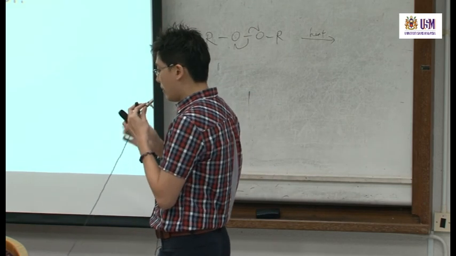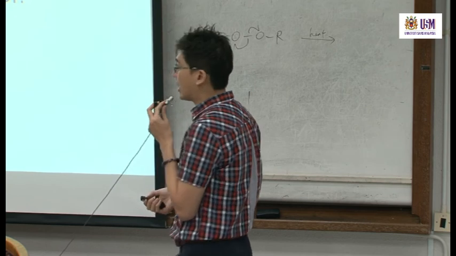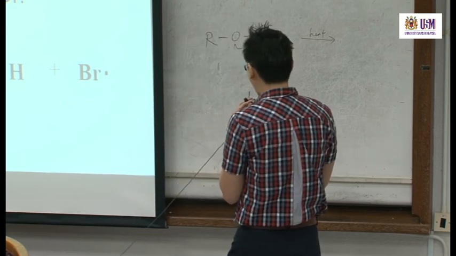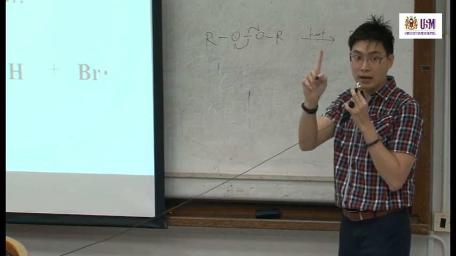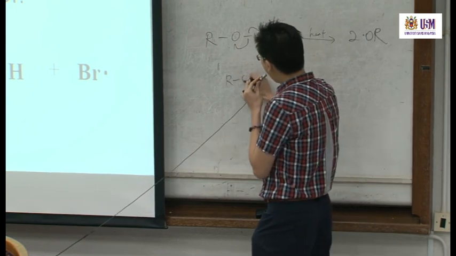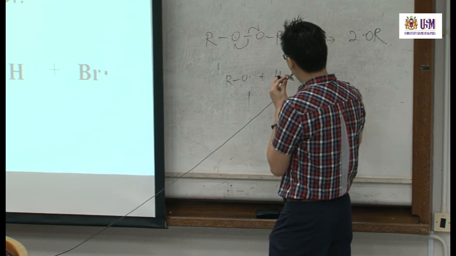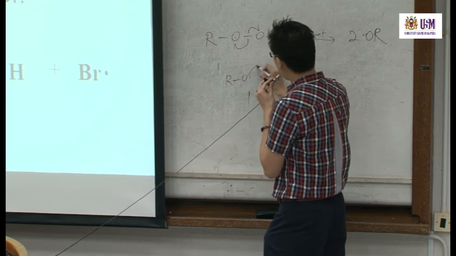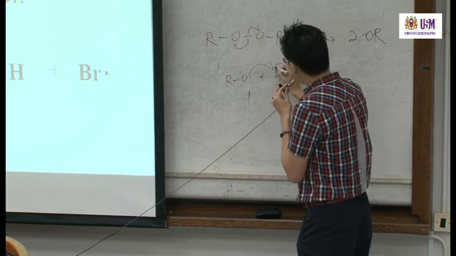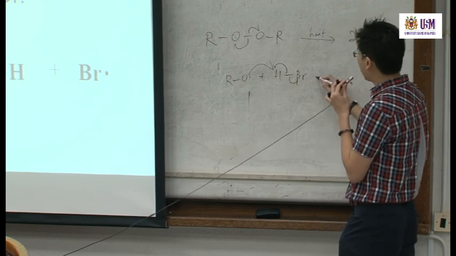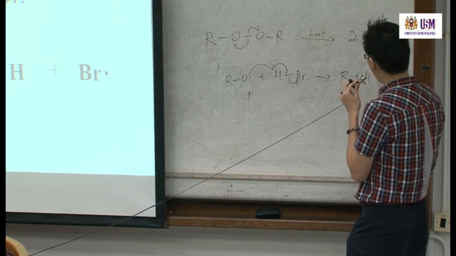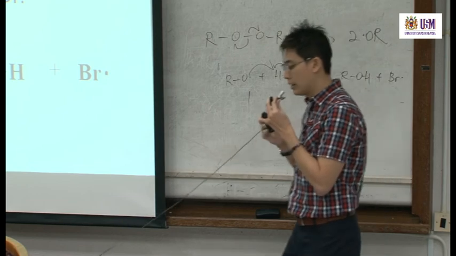After the first step, you will generate an RO radical. This RO radical will then react with the HBr. From the ROOR you generate two RO radicals; the radical is on the O, only one dot. Then your RO radical reacts with HBr. You show a single arrow with a single bond, and that means it forms a new ROH bond and a Br radical. This is the initiation step. This one also you studied at A level.